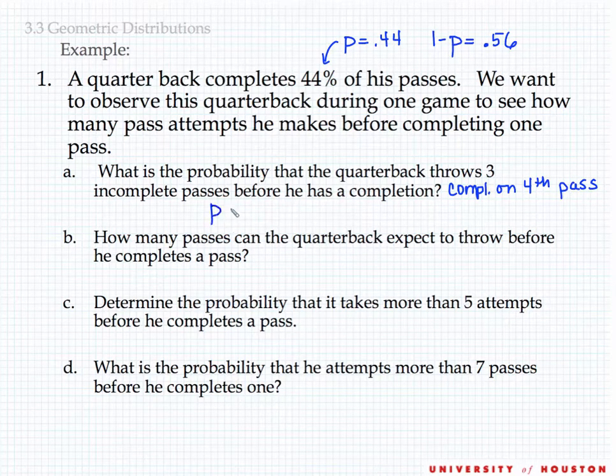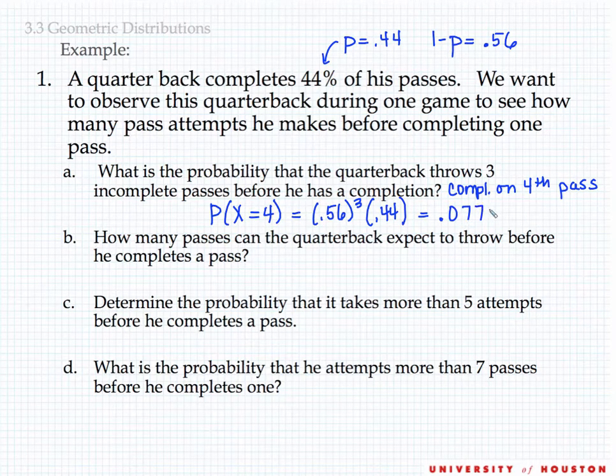So we're trying to find the probability that x equals 4. Our first success occurs on his 4th pass. According to our formula, that will be 0.56 to the 3rd times 0.44. And that will be 0.0773. If we're using the calculator, we would use geometPDF with the 0.44 and 4.